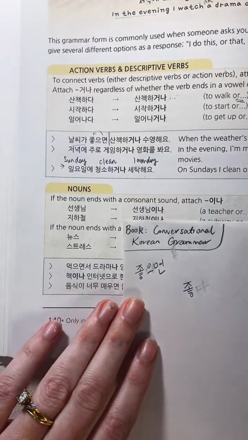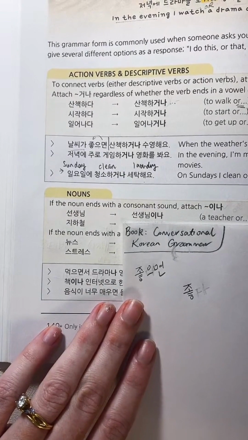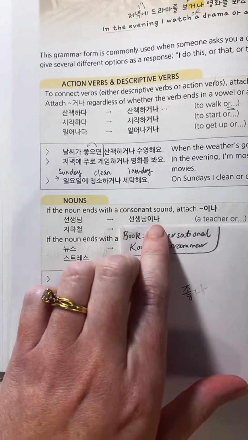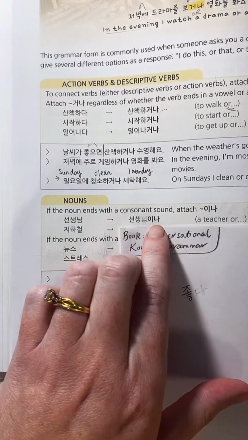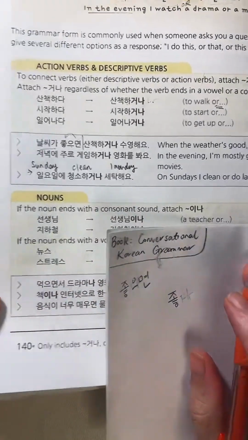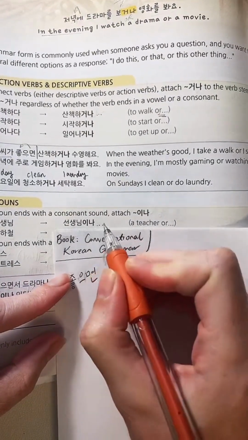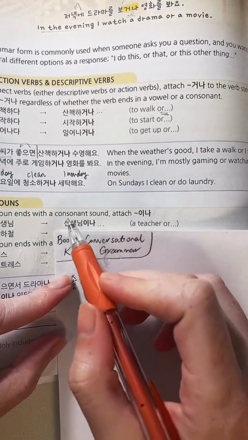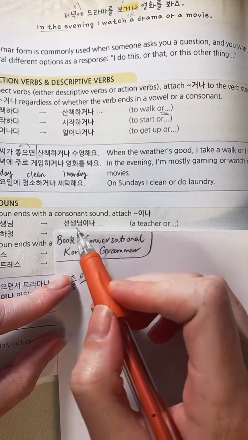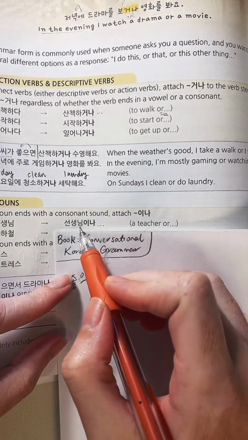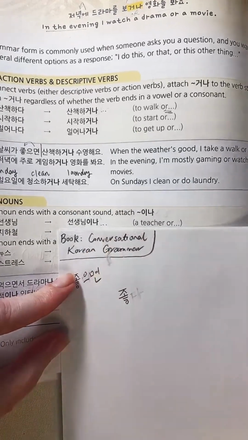선생님 means teacher. And because it ends on a consonant sound, you can attach ina, and it becomes teacher or something. Again, whatever the or is referring to is not supplied here. This is just to practice this conjugation. Because it ends on this m sound, this consonant sound, you attach ina.